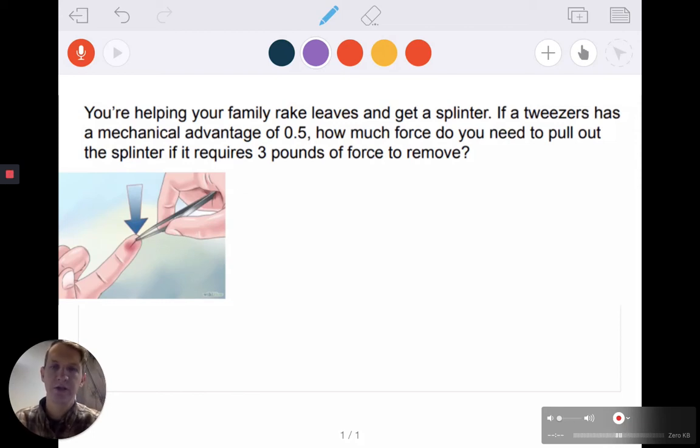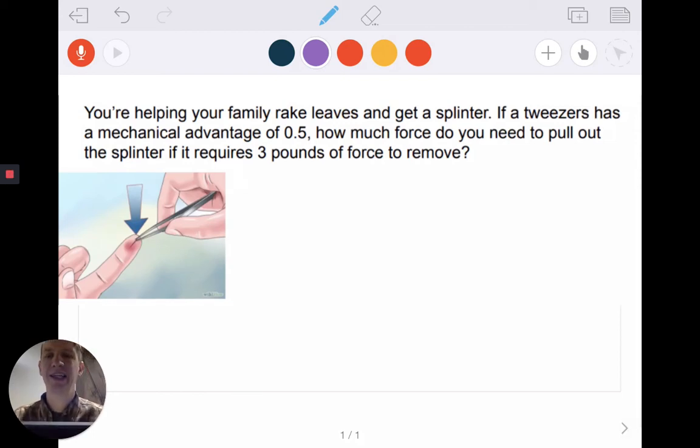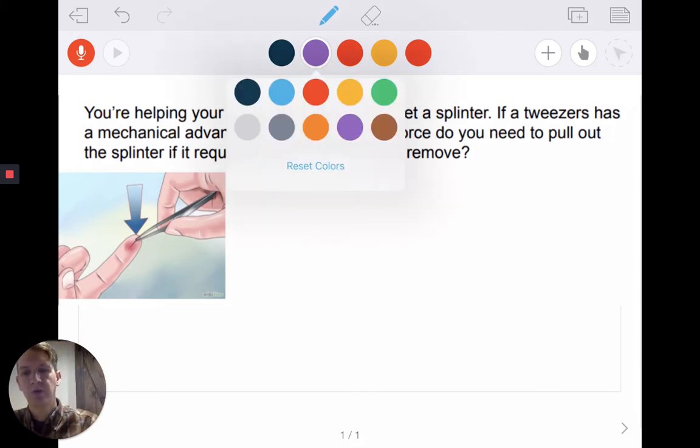Hey engineering students, this is going to be the first of a couple of review videos in solving some of these lever problems. So let's take a look at the tweezer problem from our homework here.